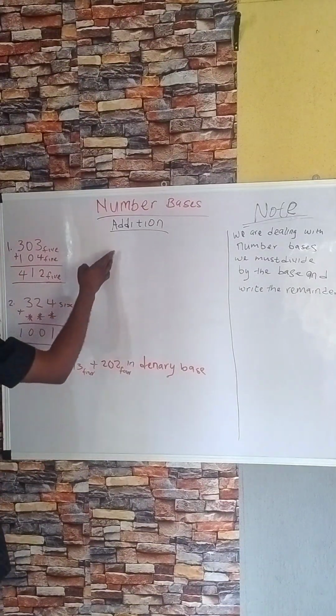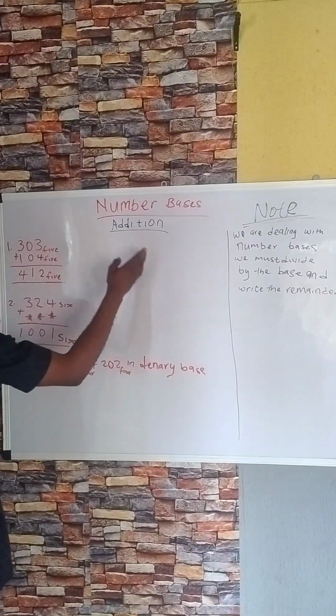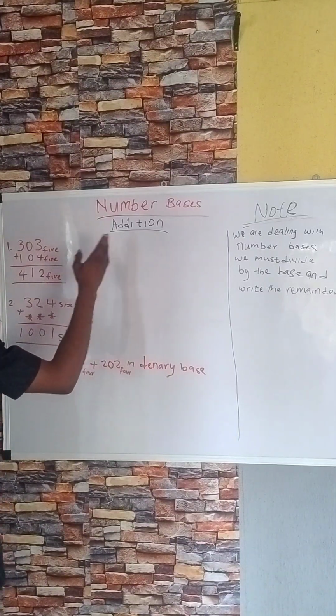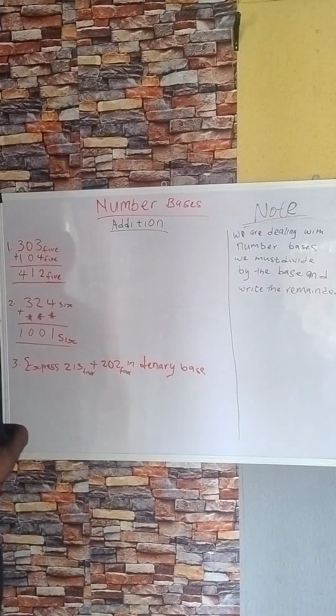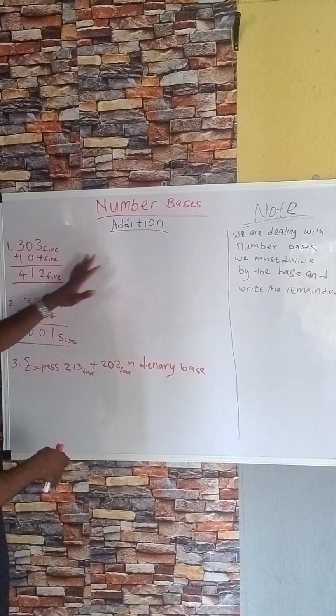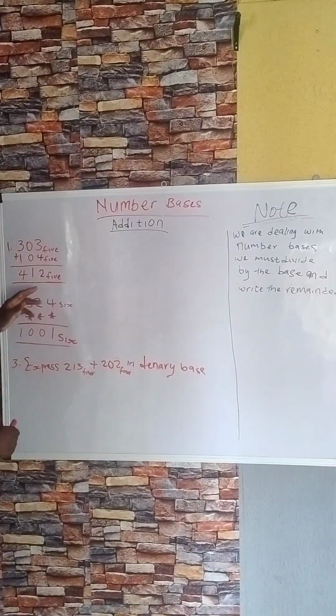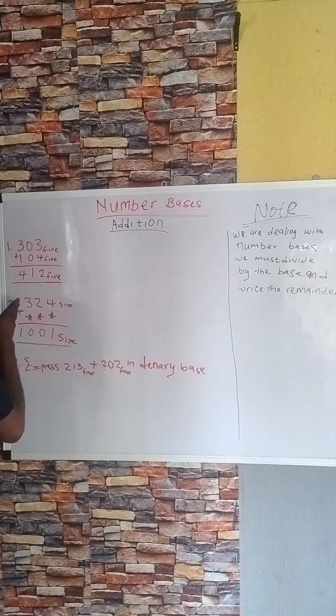If it was base 6, the same thing will apply. If it was base 7, the same thing will apply. If it was base 8 or base 9, or any other number other than base 10 that you already know, this same process will apply. So let's work on example 2.